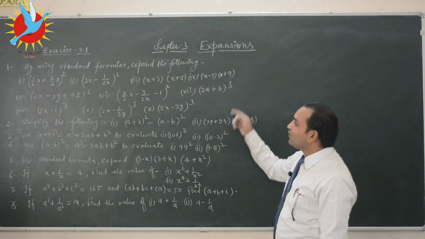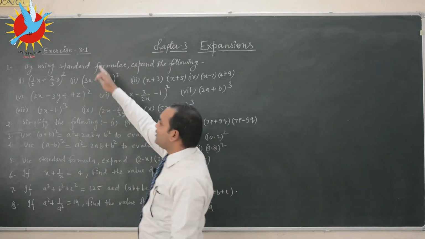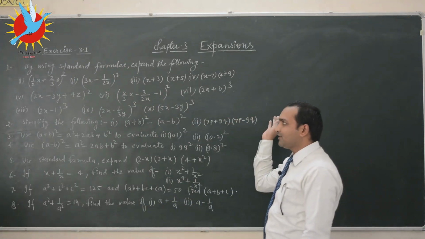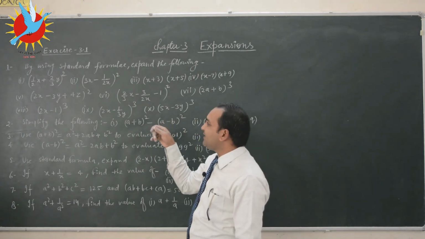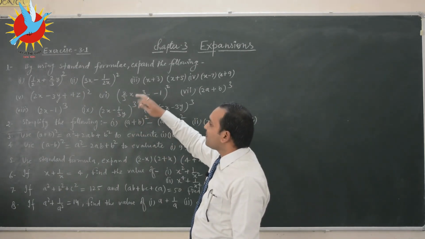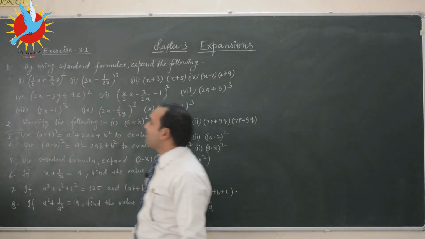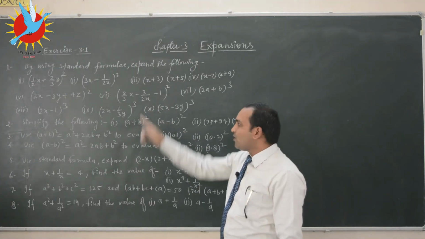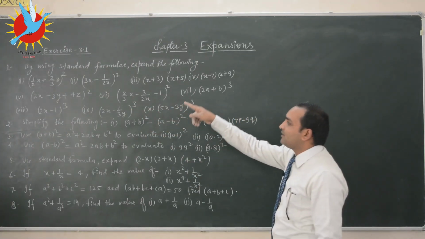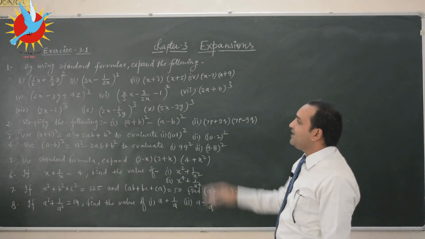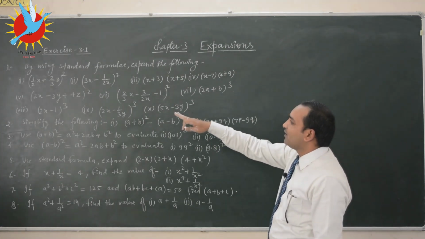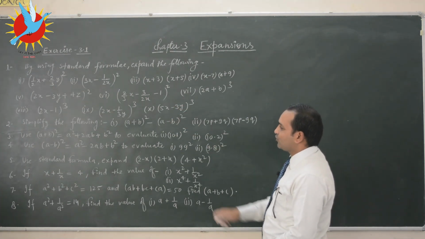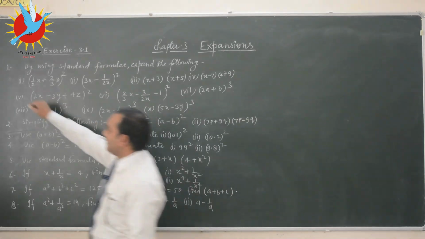Okay, so here is exercise 3.1, based on the previous formulas, the algebraic identities. We use the algebraic identities standard formula. First question: by using the standard formula, expand the following. First one: 1 upon 2x plus 2 upon 3y whole square. Find the value of 1 upon 2x plus 2 upon 3y whole square. So we have to expand the first one.